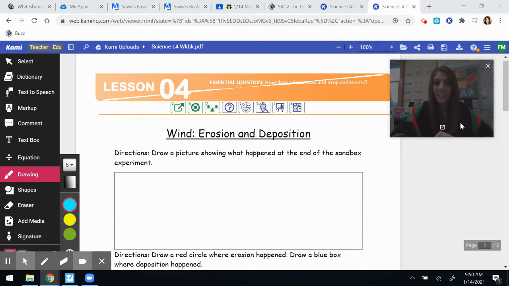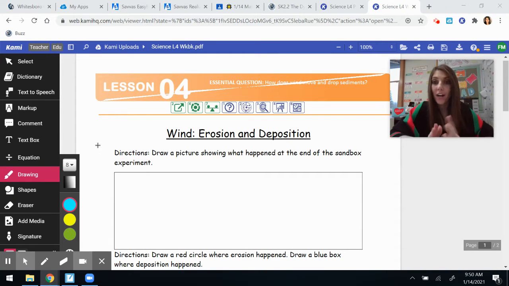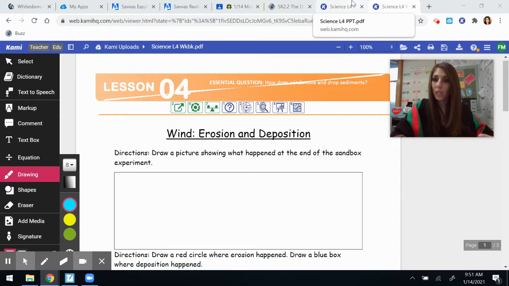Hi friends, today we're on lesson 4 in your science workbook. Our essential question today is, how does wind move and drop sediments? So this is going to be one lesson, but it's going to have multiple parts. We'll be talking about erosion and deposition for a few days. This is going to be the first day you hear of it. This is the page you should be on.